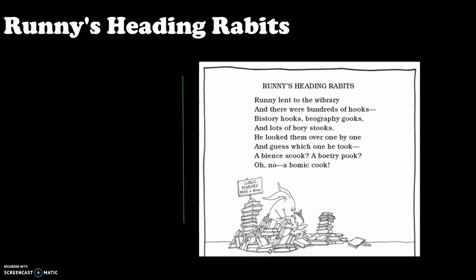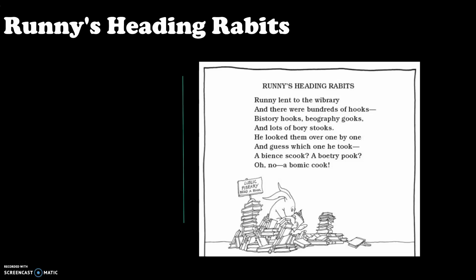So Runny's Heading Rabbits. Runny went to the library, and there were hundreds of hooks, history hooks, biography books, and lots of bory stooks. He looked them over one by one, and guessed which one he took. A Biance skook, a poetry book, oh no, a bomic cook.